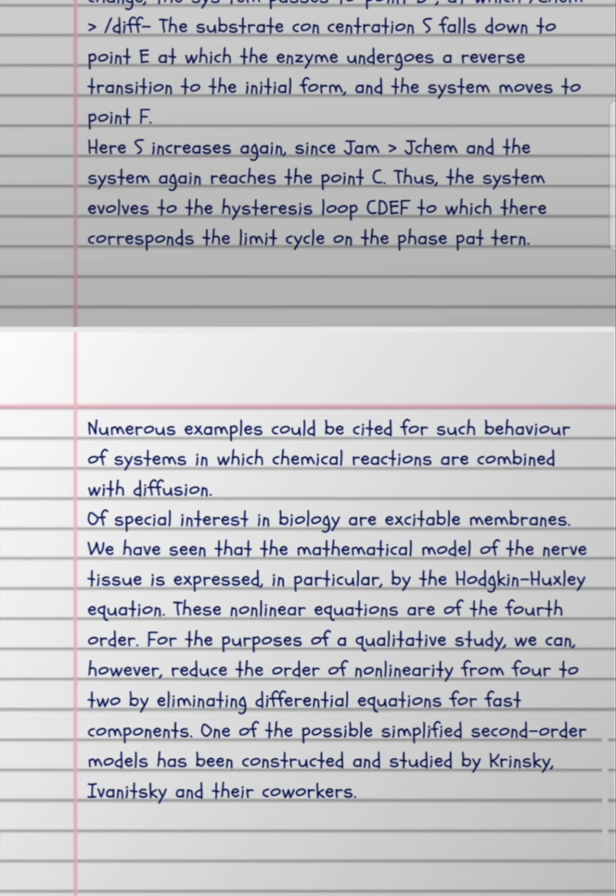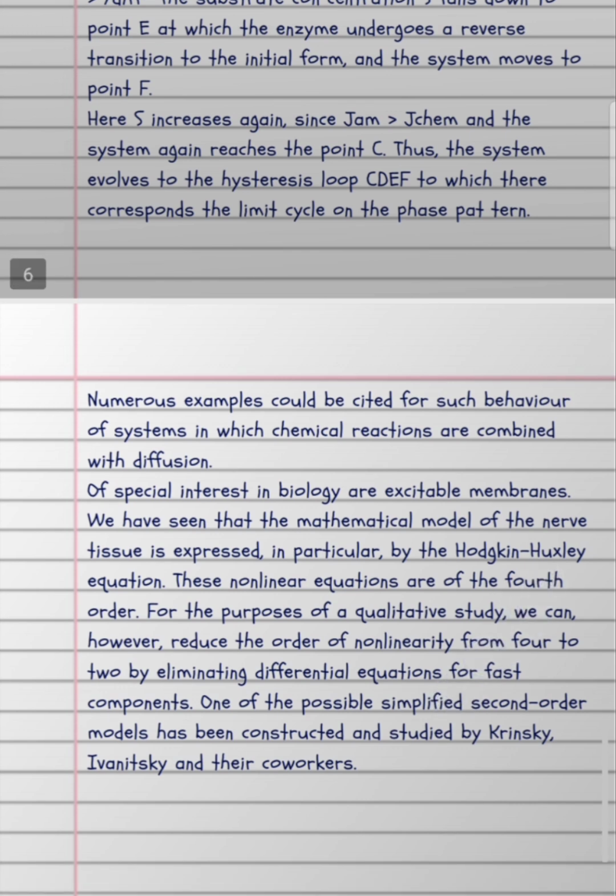Here S again increases, since J_diff is more than J_chem, and the system again reaches the point C. Thus the system evolves to the hysteresis loop CDEF, to which there corresponds a limit cycle on the phase portrait.